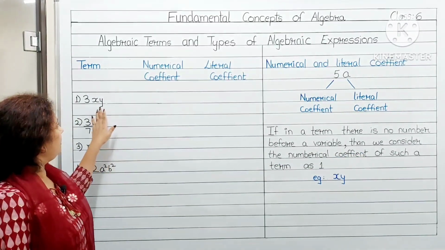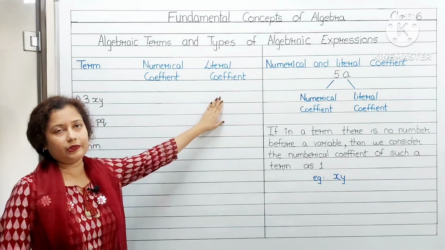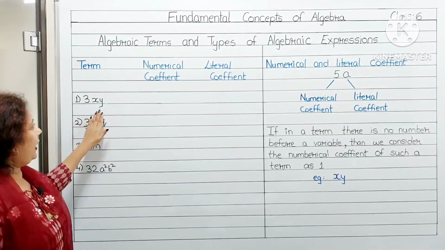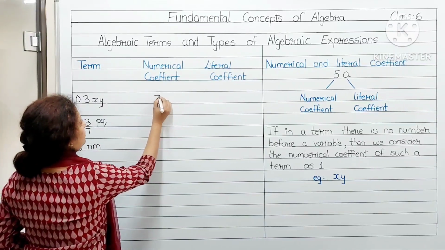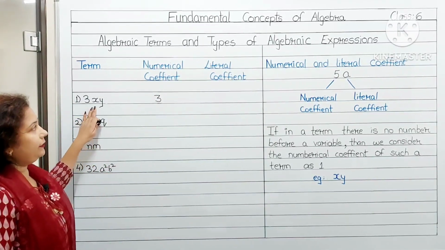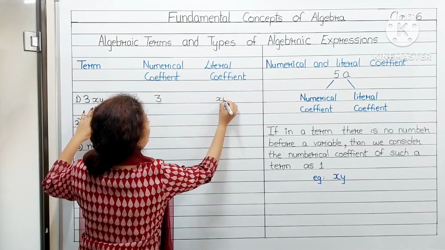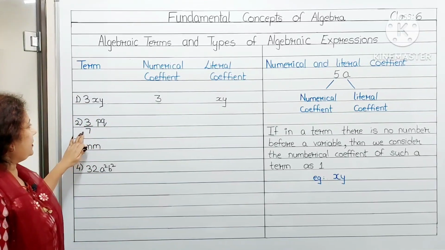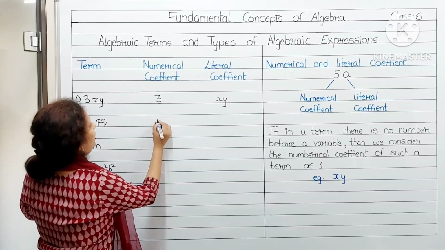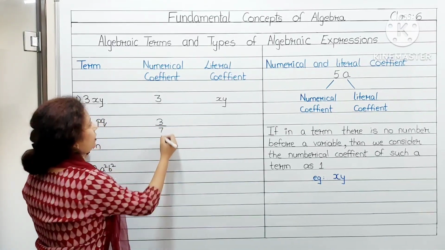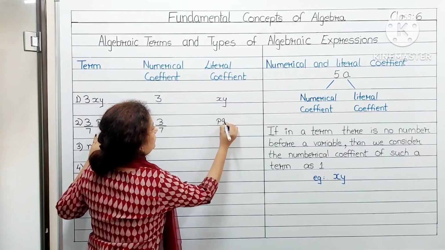Few examples are given to us. We will separate the numerical coefficient and literal coefficient of the terms. 3xy is the first example. So here the numerical coefficient is the number, that is 3. The variable forms the literal coefficient, so here xy is the literal coefficient. Next example is 3 upon 7 pq. So 3 upon 7 will form the numerical coefficient, whereas pq will form the literal coefficient.